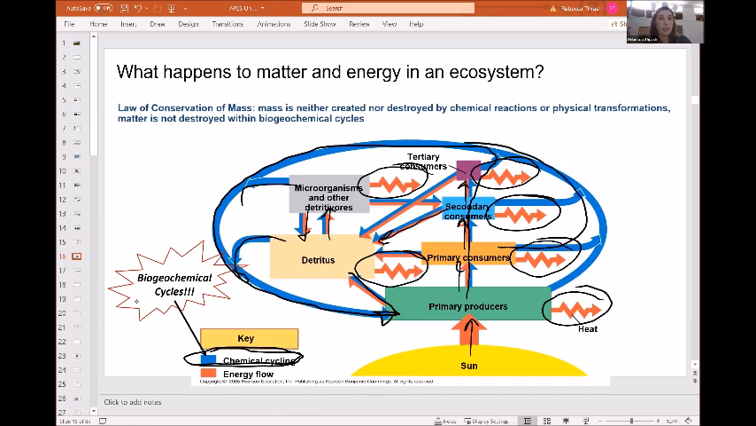So if you're ever asked to compare or contrast or describe the difference between energy and matter in an ecosystem, energy is a one-way street, whereas matter continuously cycles.